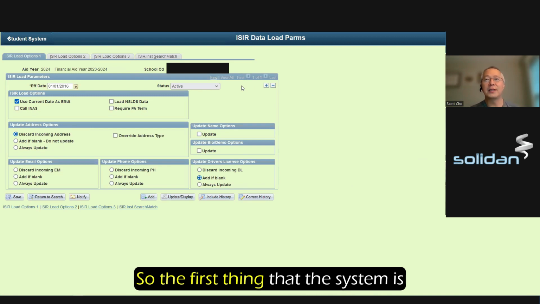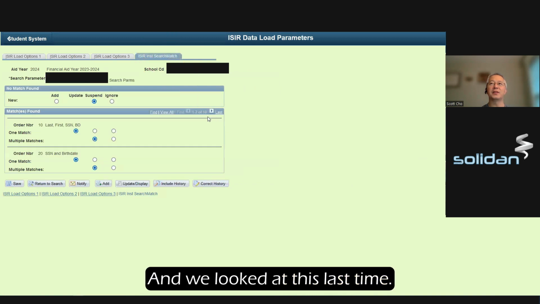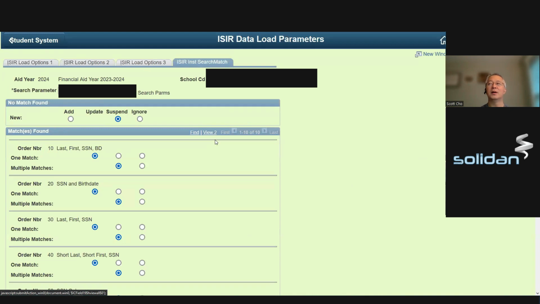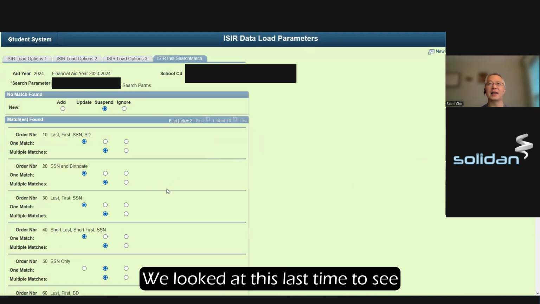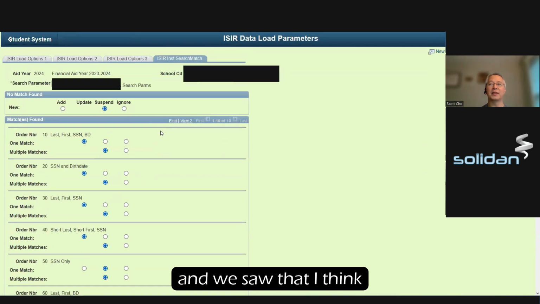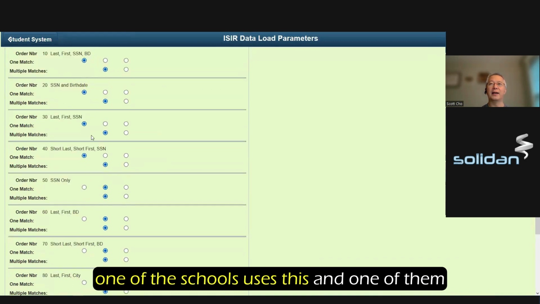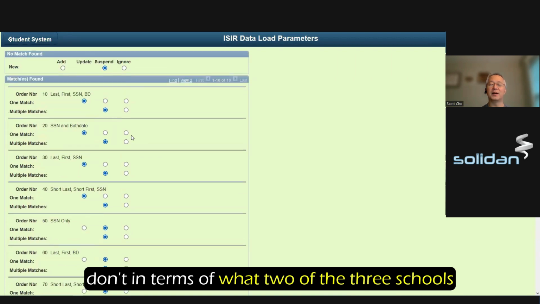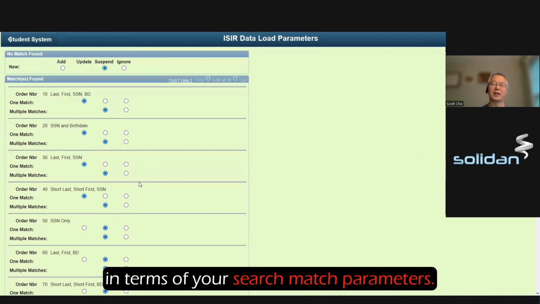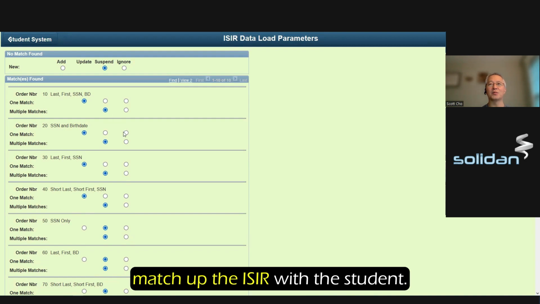So the first thing that the system is looking at is it's trying to find the student. We looked at this last time, to see what search match you guys are using. And we saw that one of the schools uses this and one of them doesn't. Two of the three schools are the same and one of them is different in terms of your search match parameters. What we're doing here is we're trying to match up the ISIR with the student.